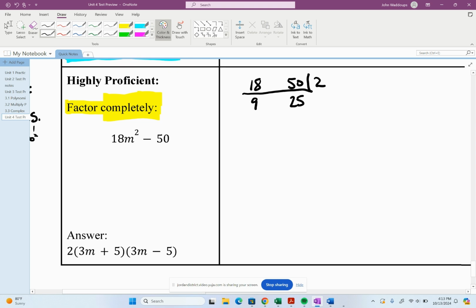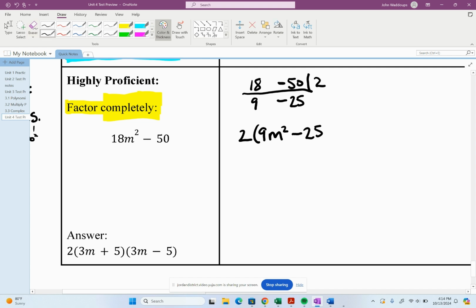prime factors that will go into both 9 and 25, since the only prime factor you can divide into 9 is 3, and the only prime factor you can divide into 25 is 5. So we can take out that 2 and rewrite this as 2 times 9m squared minus 25. We put a negative on that 50. That helps to keep the sign straight.